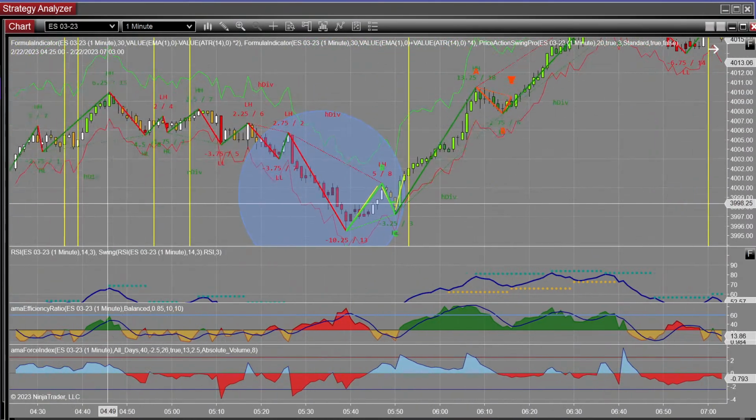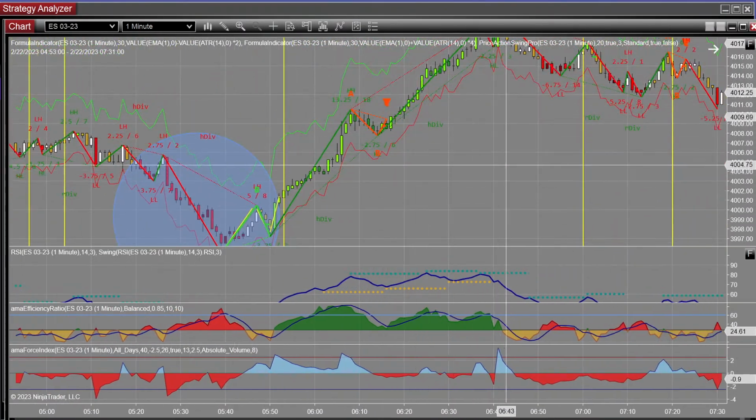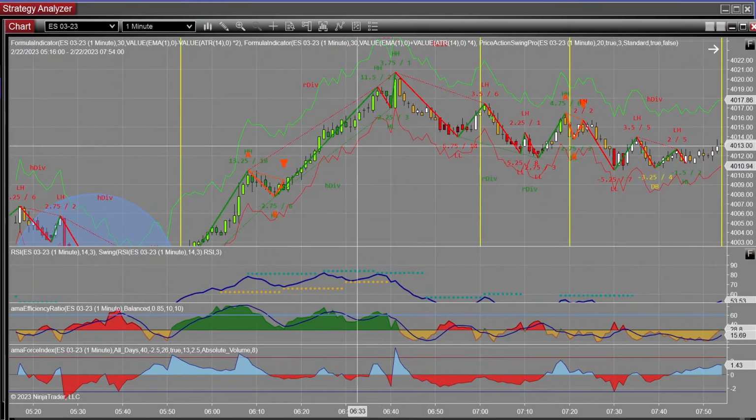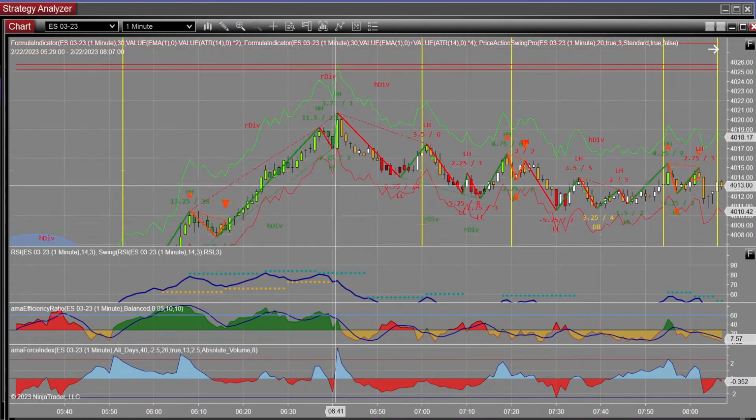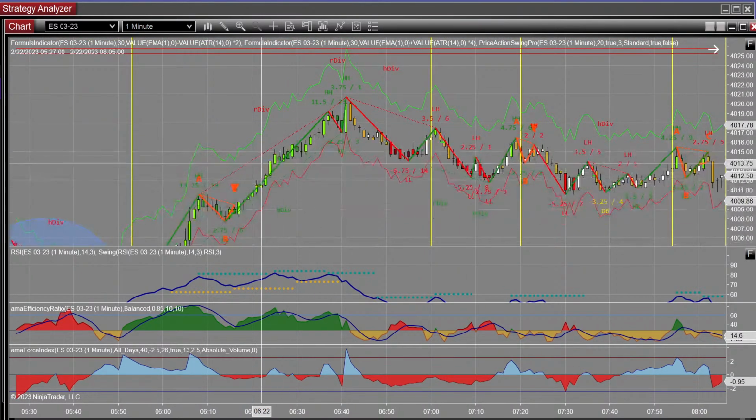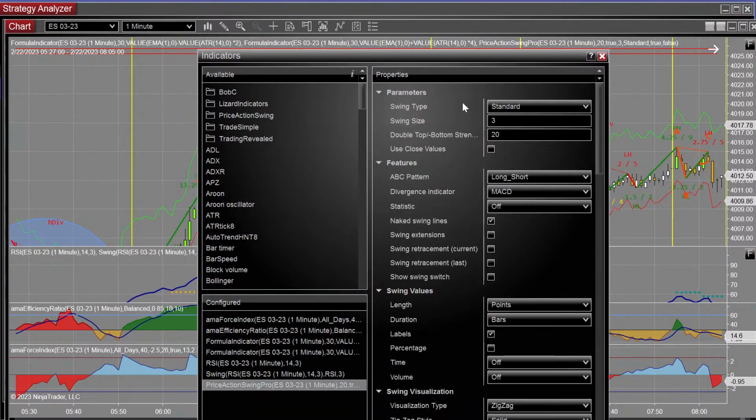It starts getting confusing after a minute. I forgot how it does it. I think the upper line, HDiv. I would have to look back at the documentation on it. Let's turn that off. And where are the confirmed swings? There it is, right here on the show swing switch.